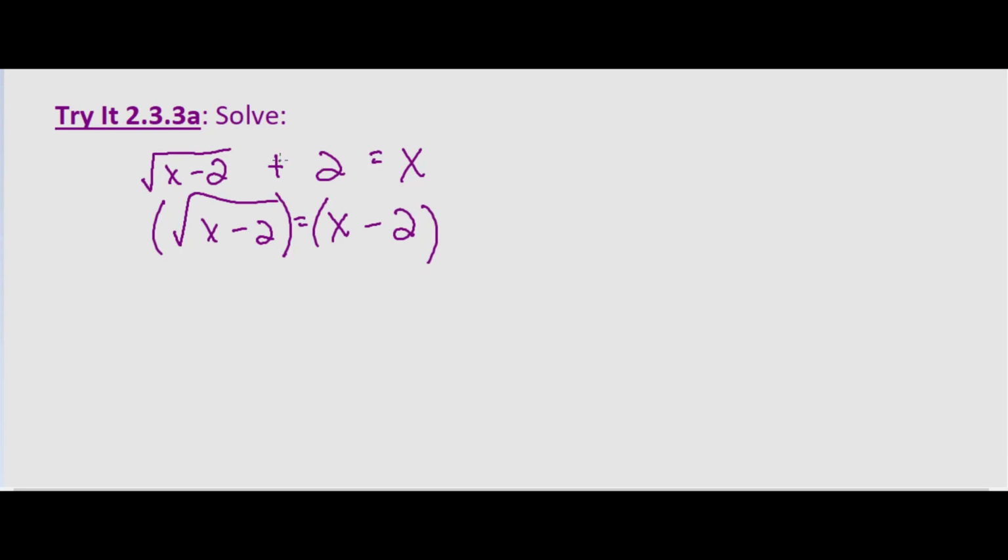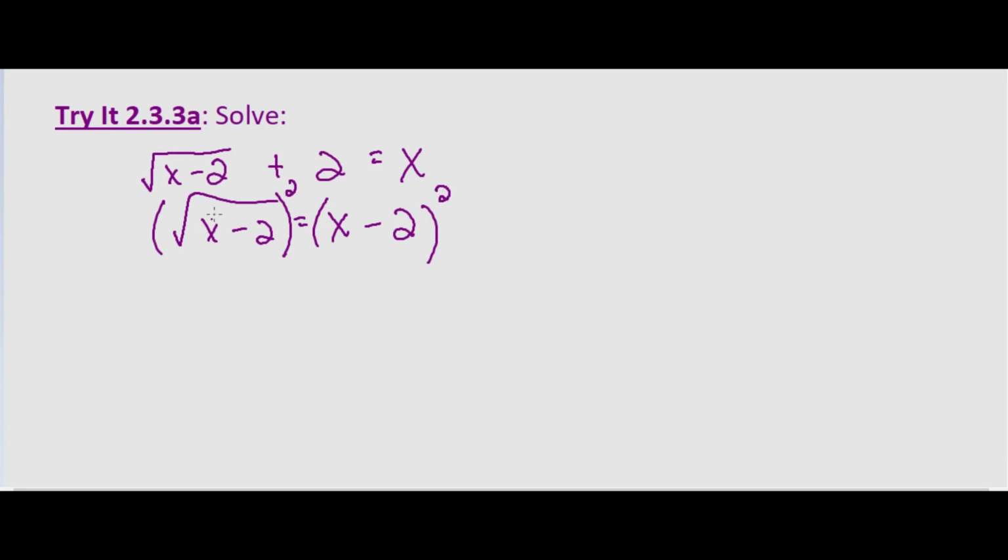So if we subtract 2 from both sides, the square root of x minus 2 plus 2 minus 2 is just going to be the square root of x minus 2, and then x minus 2 is going to be x minus 2. So we've isolated the radical. The square root of x minus 2 equals x minus 2. Now we square both sides.